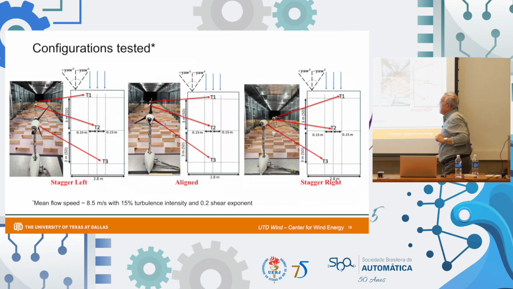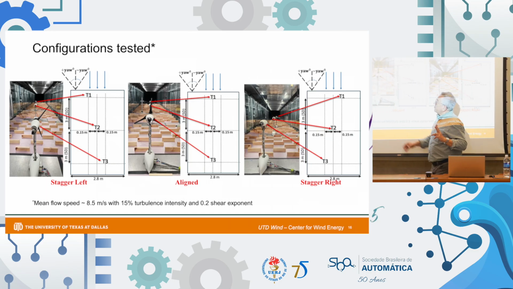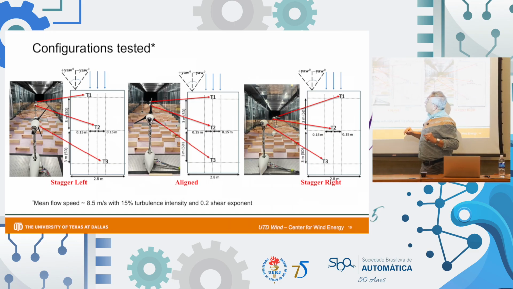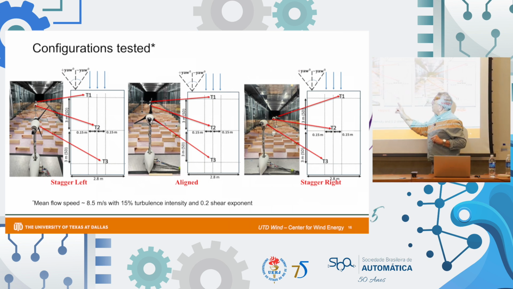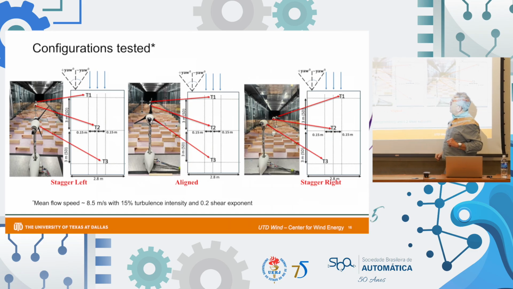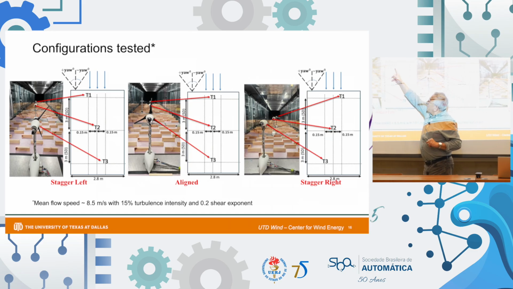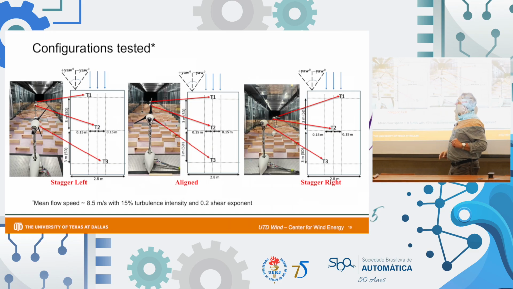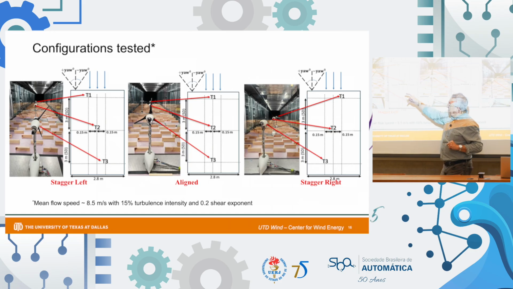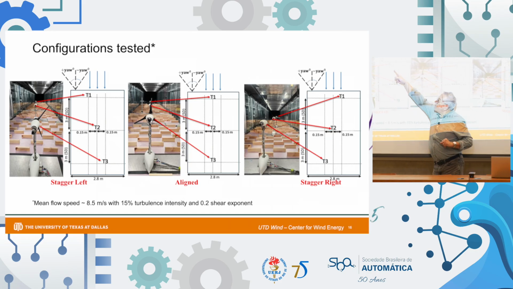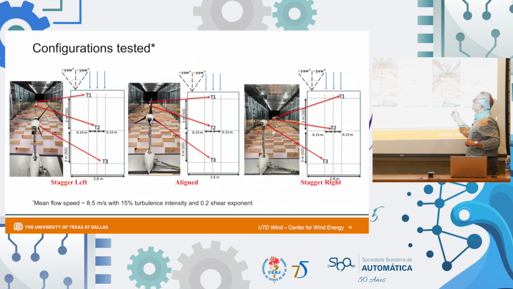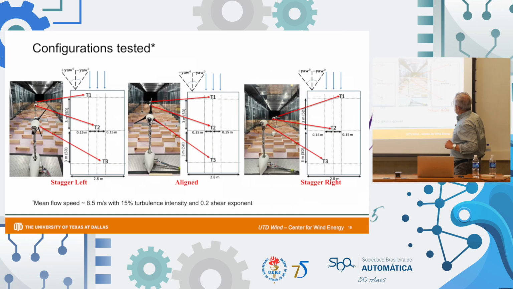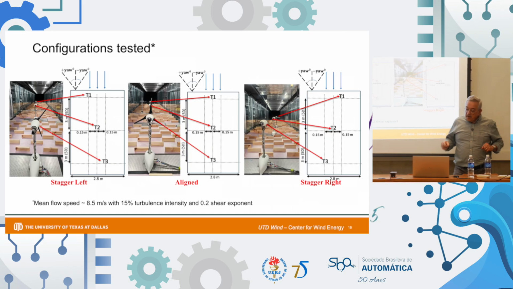So in this case, we use three configurations: the aligned configuration, where there is turbine 3, turbine 2, turbine 1. They are all on the same line. Then we move turbine 1 a quarter of a diameter to the left, and we move turbine 3 a quarter of a diameter to the right. That's the staggered left configuration because we are using turbine 1 as our reference for that change. And this is the staggered right, which is the opposite of that. And then we did the experiment again.